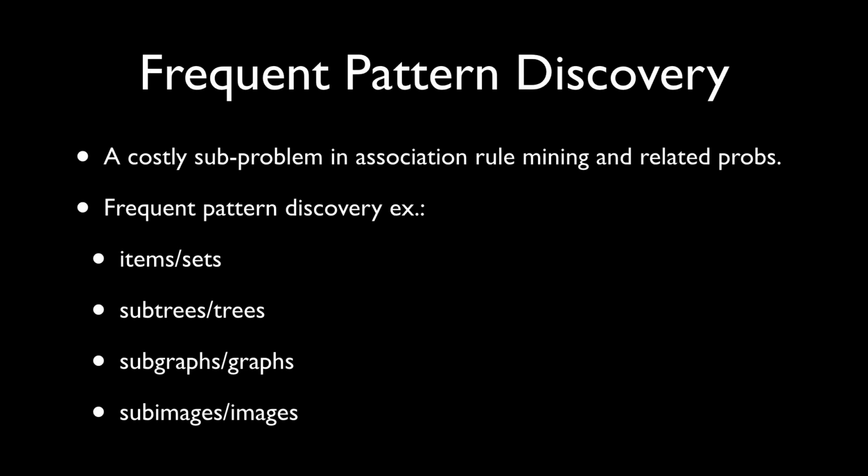Frequent pattern discovery is a costly subproblem in association rule mining and related problems. Association rule mining was the initial problem that kick-started the data mining field. Some examples of frequent pattern discovery are items and sets, subtrees and trees, subgraphs and graphs, subimages and images. That is to say, we can define a pattern discovery task in a lot of data structures.